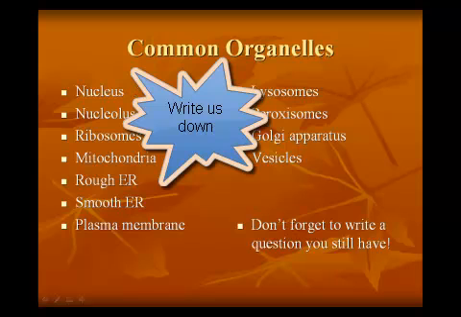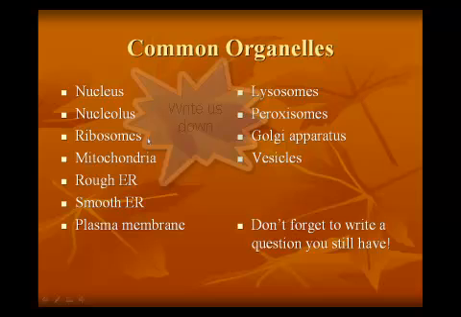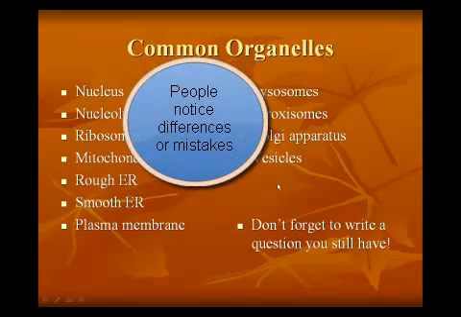They all have a nucleus. They all have a nucleolus, which is inside the nucleus. They all have ribosomes. They both have mitochondria, rough and smooth ER, plasma membrane, which is the same as cell membrane. They both have lysosomes, peroxisomes, Golgi, and vesicles. So they have a lot more in common than they do that are different. But you know how people are, we like to sort things according to their differences.